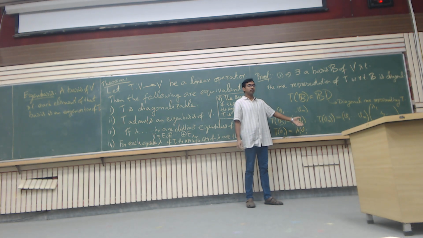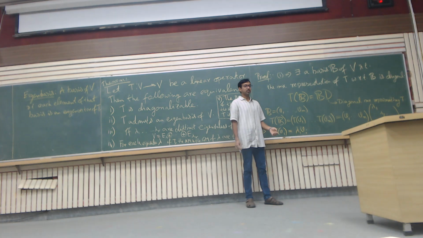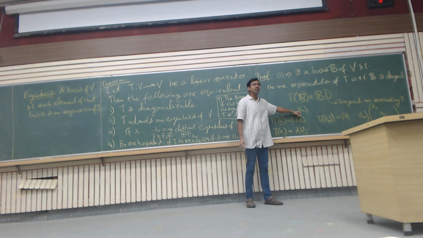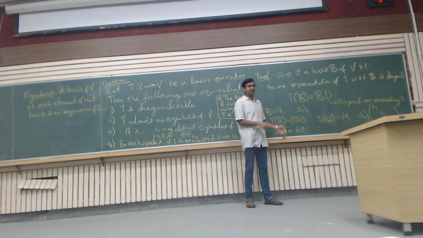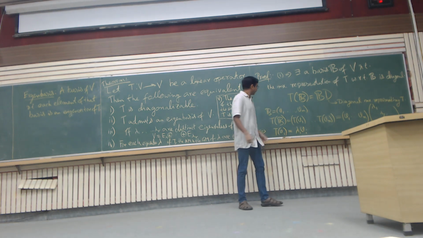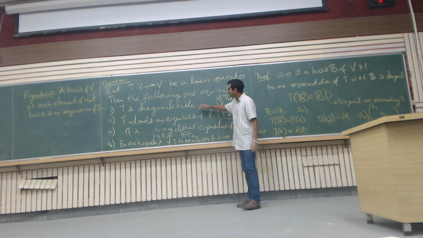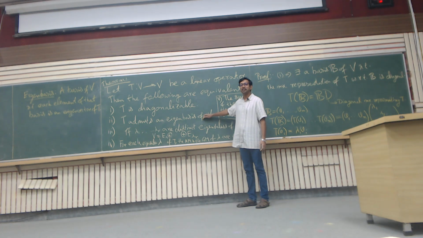For example, take the n cross n identity matrix. All are 1. And what is the role of this V1 to Vn there? Actually, you can take any linearly independent vectors. In particular, you can also take the standard basis. Okay? So, is it clear that this and this are equivalent?